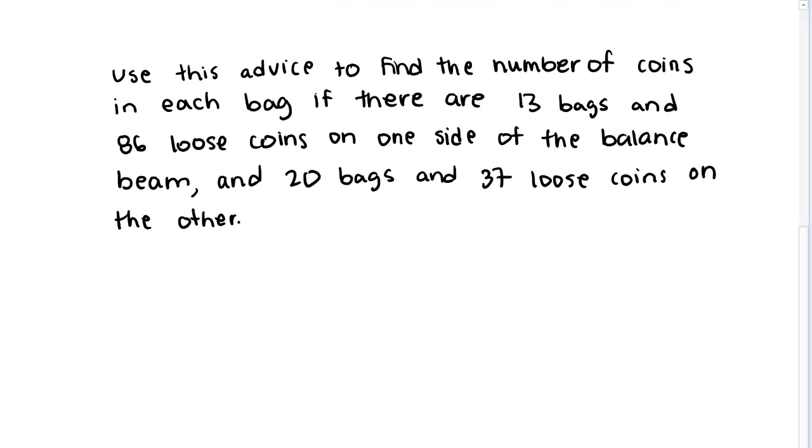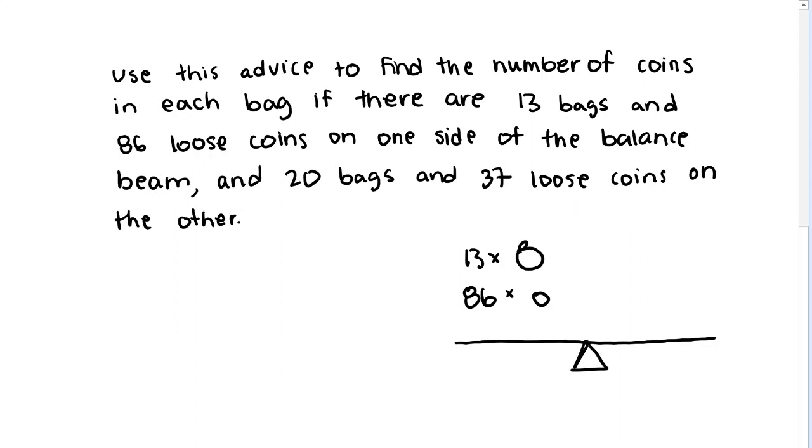That if there are 13 bags on one side and 86 loose coins outside of the bags. And then on the other side of the balance beam, there's 20 bags and 37 loose coins. Well, the first step was to take away what's in common, right? So here I'm going to take away how many bags they have in common. They have 13 bags in common. So taking away 13 bags from the left side, I have no more bags. Taking 13 bags away from the right side, I'm left with 7 sets of bags.